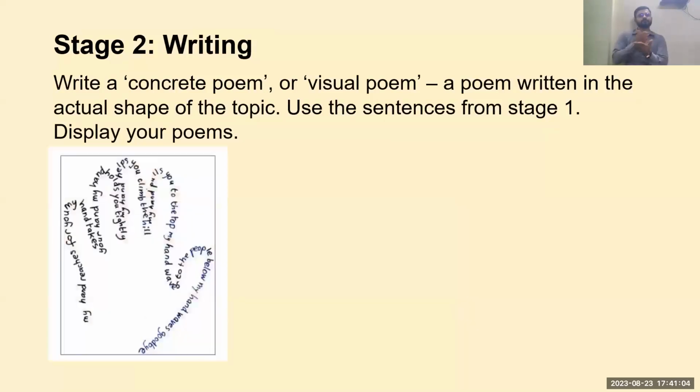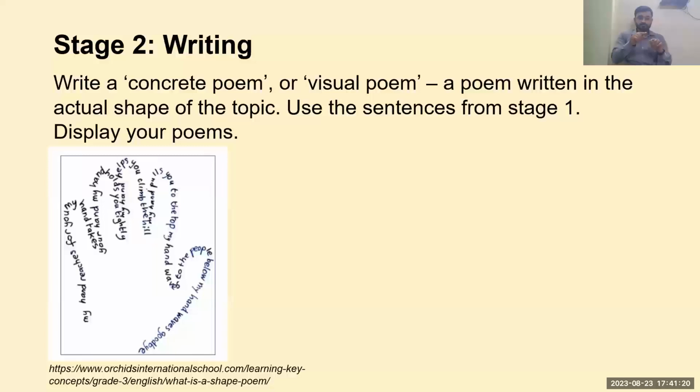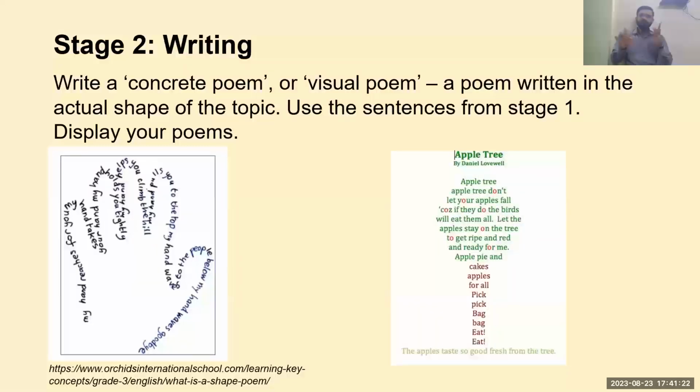So here is an example. This is a child who has done it with the hand, and he or she has written the lines: my hand reaches for you, my hand takes your hand, etc. And so this is the way it's done. After the lines are written in, you erase the outline. It can also be done digitally in this manner. So this is a concrete poem, and after they write their poems, they can be displayed.